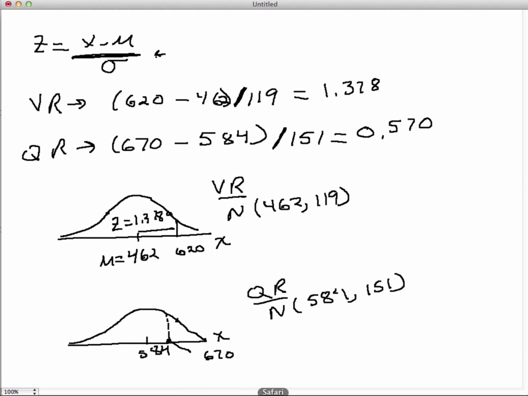Now, when they're asking for the percentile, let's go ahead. I'm going to just modify my drawings here just a bit because I've already done them. I'm going to get this z out of here. That was kind of a goober there.